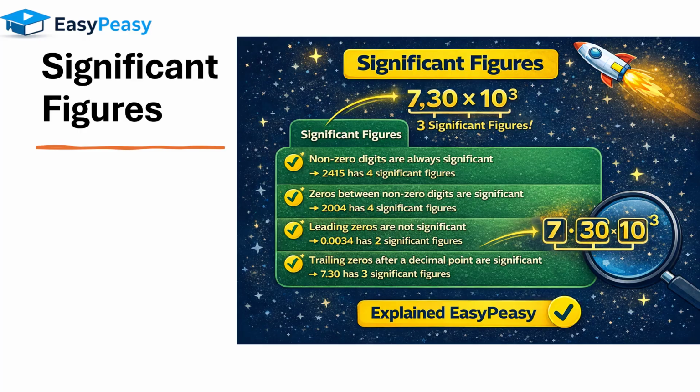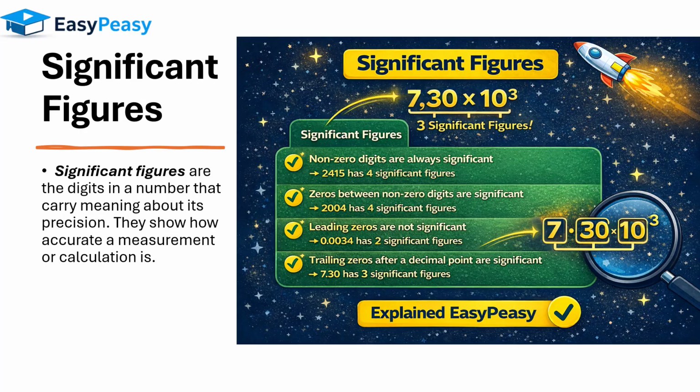In the previous video, we did discuss what significant figures are. Significant figures are the digits in a number that carry meaning about its precision. They show how accurate a measurement or calculation is. To find a significant figure, we have certain rules. Non-zero digits are always significant. Zeros between non-zero digits are significant. Leading zeros are not significant. And trailing zeros after a decimal point are significant.